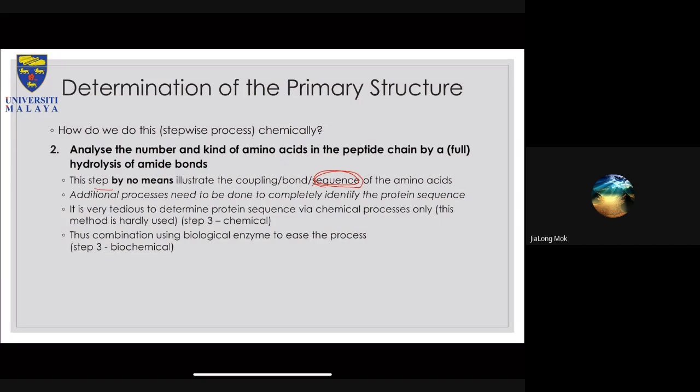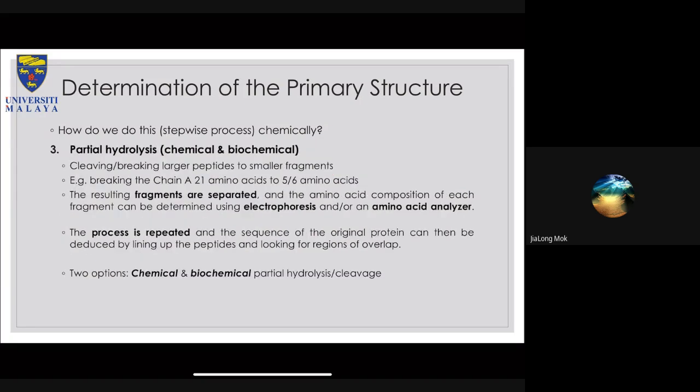So what we will do next, since we've reduced all the disulfide bonds, we cleave off all the amide bonds. Now we know what the amino acids in there are. Now from the number of amino acids, you have two options. You can either proceed with a chemical partial cleavage or a biochemical partial cleavage. So biochemical is using enzymes.